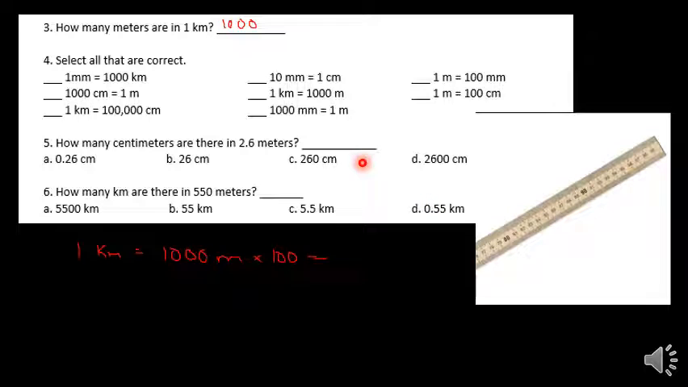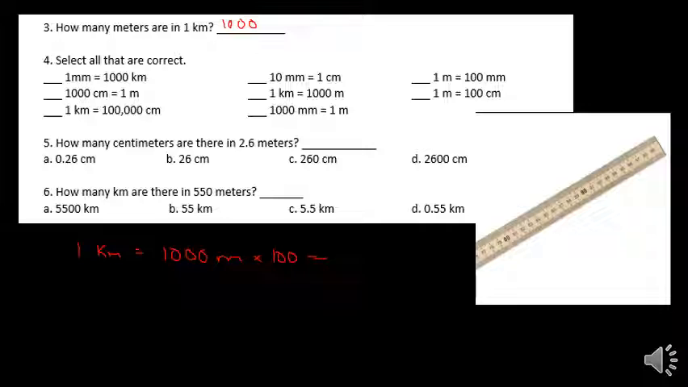Number 5 says, how many centimeters are in 2.6 meters? Well, each one of these is 100 centimeters. So 2 meters will be 200 centimeters, and then 0.6 meters would be 60 centimeters. So that'd be 260 centimeters if you want to write it all out.